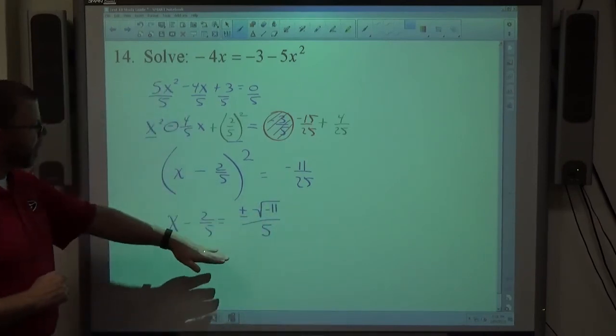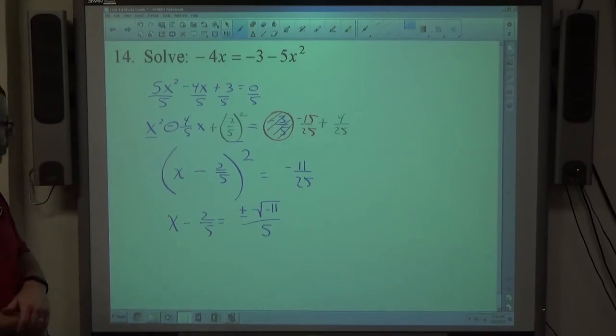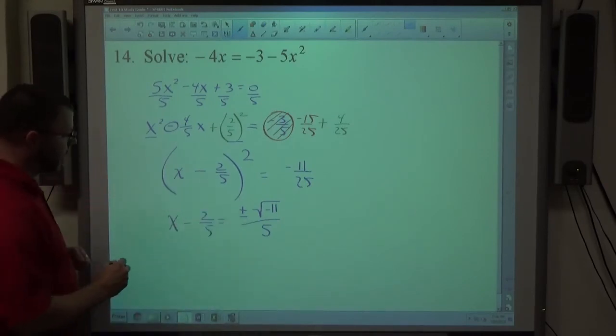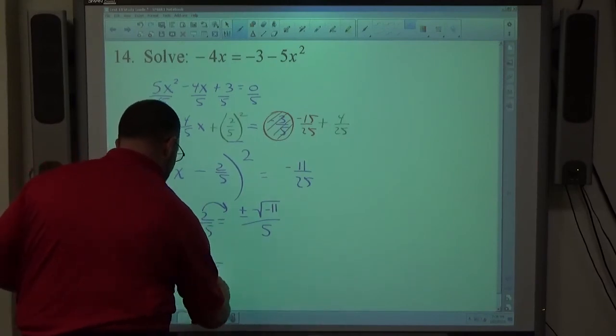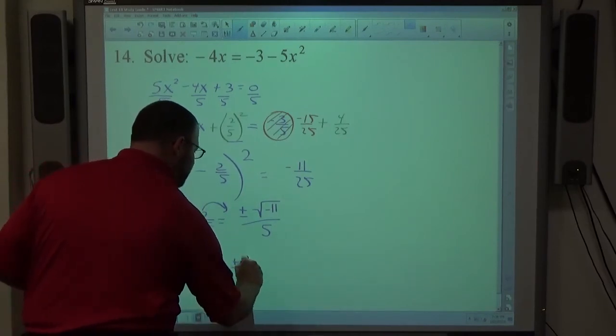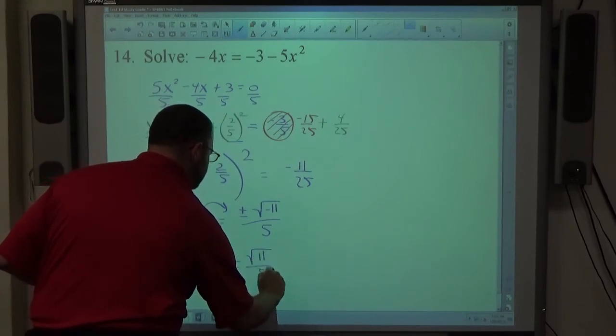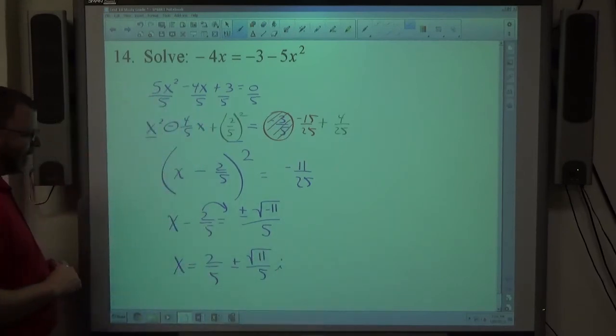Square root of 25 on the bottom is 5. Square root of negative 11, I can't do anything to. Make sure the plus or minus is there. And finally, I want to move the 2/5 over there. And I see a negative radical, that creates an imaginary number. So I'm going to extract an i from the radical and keep them separated like so.